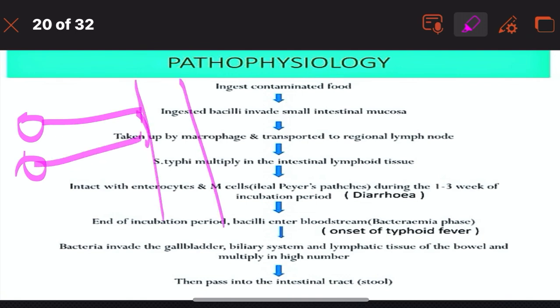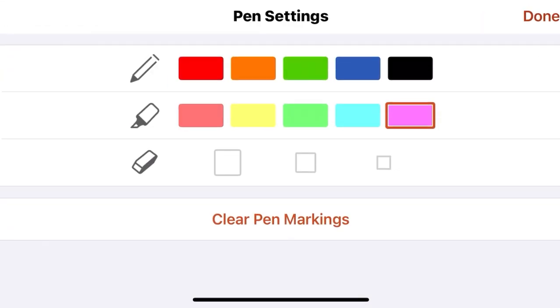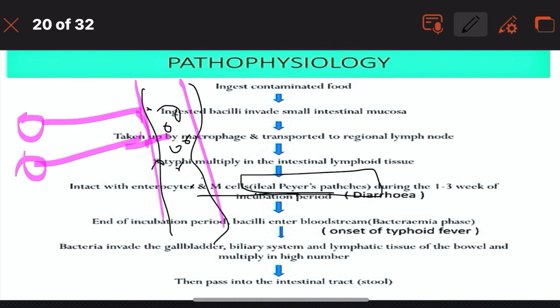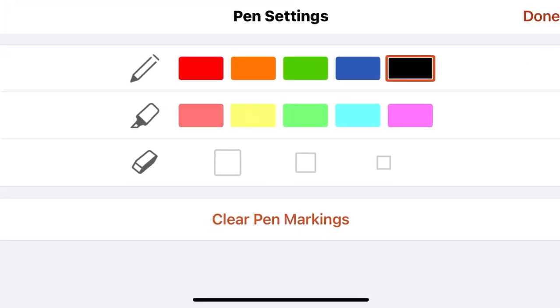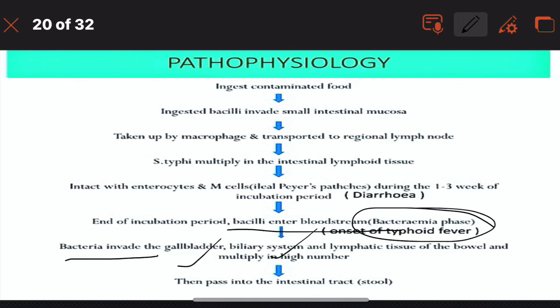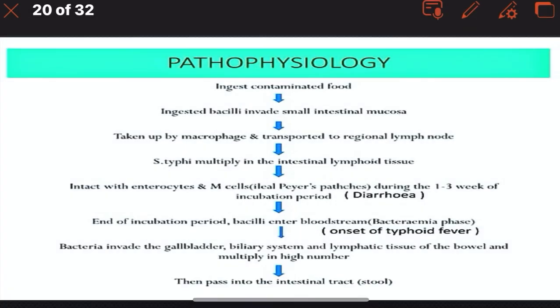And in these lymphoid tissues, once the antigen reaches, it has started to multiply even in the intestinal lymphoid tissue, and they are interacting with the M cells which are present in the ileal Peyer's patches. And during this period, since the mucosal membrane is affected, the patient develops diarrhea. And now after traversing all this from the lymphoid tissue, it has entered into the bloodstream. Then comes the bacteremia phase, and this bacteria is invading the gallbladder, biliary system, lymphoid tissue, and they are multiplying in high numbers, and they are passed through the stools.